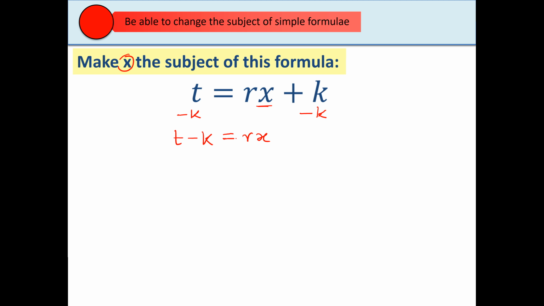Now let's get rid of the r, because we want x on its own. Because it's r times x, between r and x we have a multiplication sign. So what we need to do is divide by r both sides, because the opposite of multiplying is dividing. So let's divide by r on the left side and divide by r on the right hand side. So if you divide t minus k by r, we have t minus k over r. And rx divided by r is just x, because the two r's cancel out.